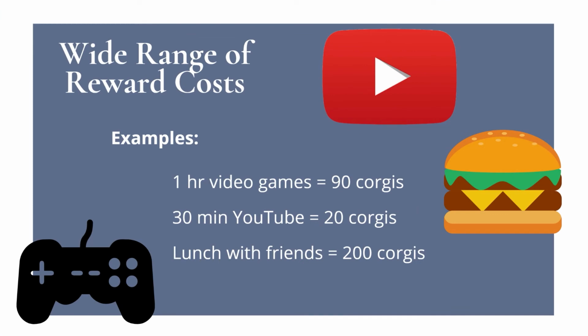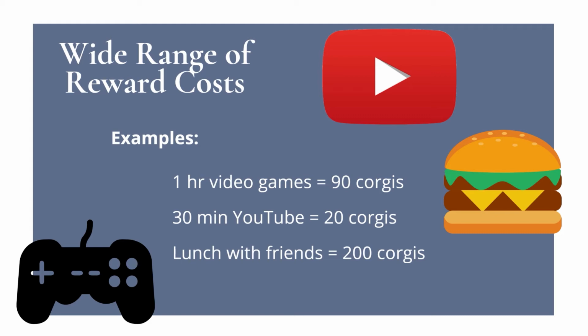Another important aspect of determining rewards costs is to make sure that you are offering your kids a wide range of reward costs. You don't want everything to be 400 Corgis, or it will seem too overwhelming to ever earn rewards. So why in the world do we have a reward like half an hour of YouTube so cheap?